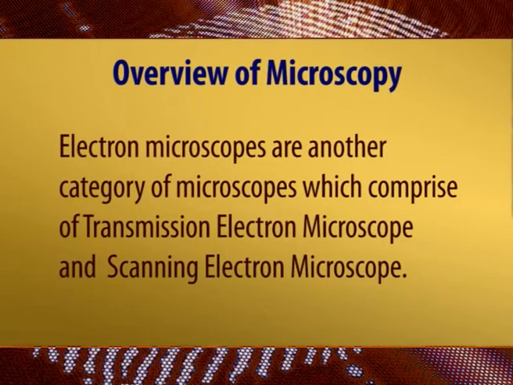The discipline of examining small things using an instrument is known as microscopy. Microscopic means undetectable to the naked eye if not assisted by a microscope. There are numerous types of microscopes. An optical microscope is the most up-to-date and the first manufactured microscope, which utilizes light to image the sample. Electron microscopes are another category of microscopes, which comprise the transmission electron microscope and the scanning electron microscope.